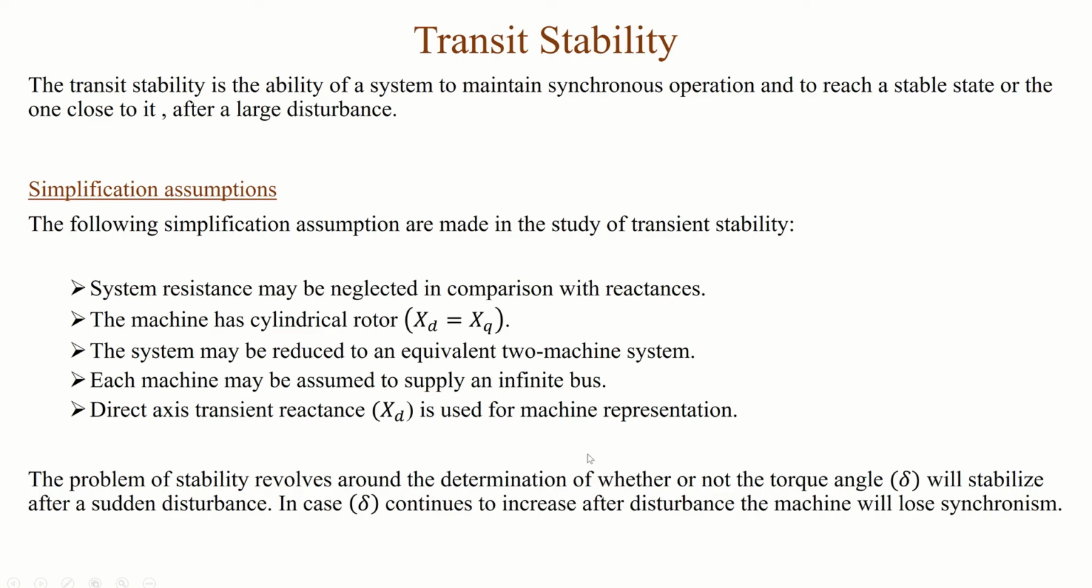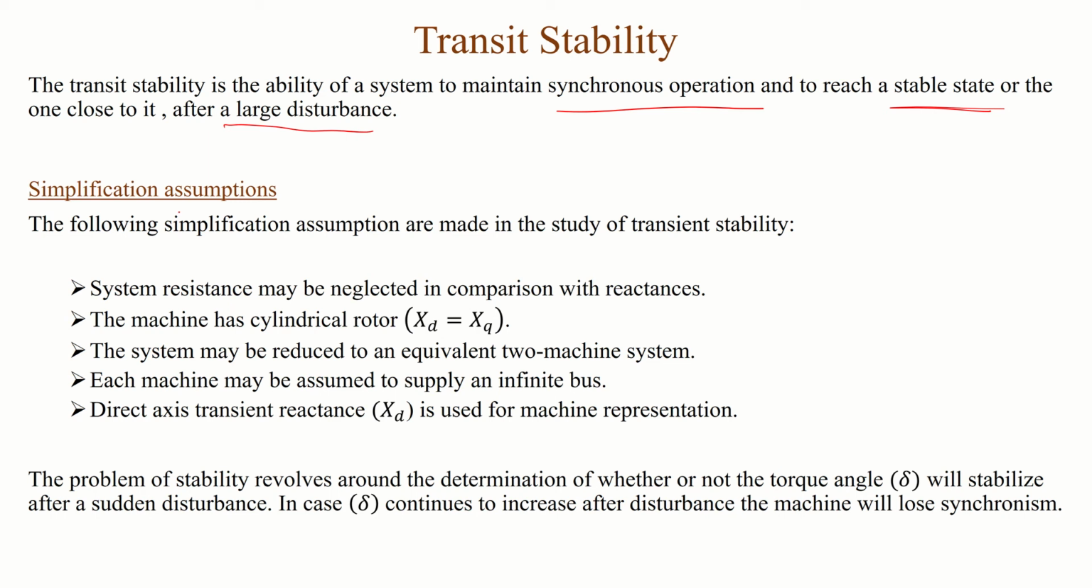Let's first define the transient stability. So the transient stability is the ability of the system to maintain synchronous operation and to reach stable states after a large disturbance. يعني من يصير عندنا اضطراب عالي بالمنظومة نحاول أن نحافظ to maintain synchronous operation على مود الوصول إلى stable state.